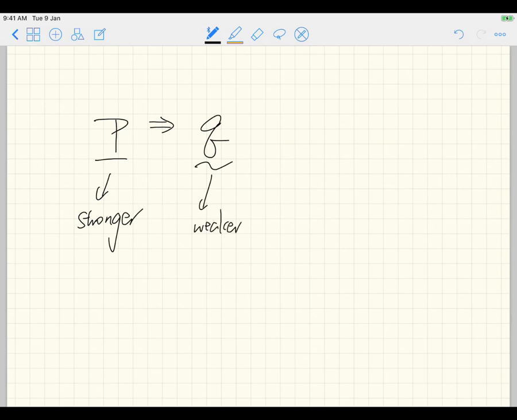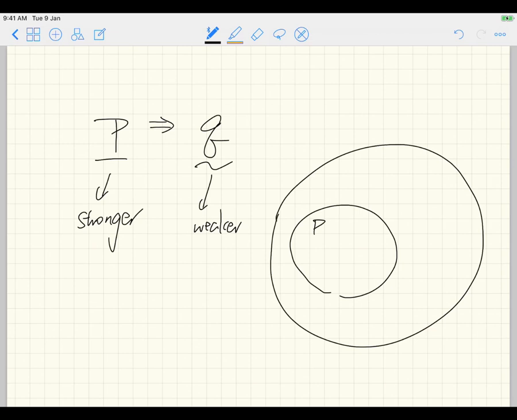Whenever you're given any predicates, if we can somehow show P implies Q, then we know that P is the stronger one, and Q is the weaker one. If you want to visualize what's happening here, the stronger one corresponds to the smaller set, and the weaker one corresponds to some larger set. Just make sure you understand this. It's a very quick reminder. We're going to keep referring to stronger versus weaker. Hopefully you're okay with that.